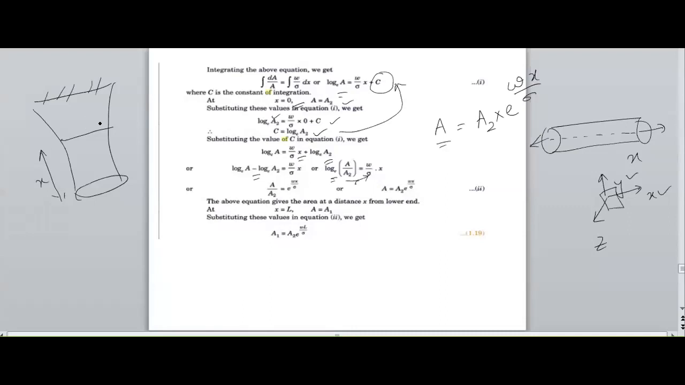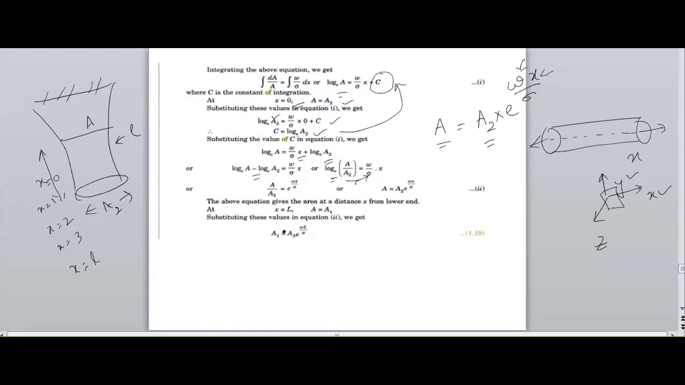So if I need to find the area A, I need to know the area at the bottom face, the density of the component, the length, and the stress. By using this, I can find the areas at different locations: at x equal to 0, x equal to 1, x equal to 2, x equal to 3, and so on up to x equal to L.